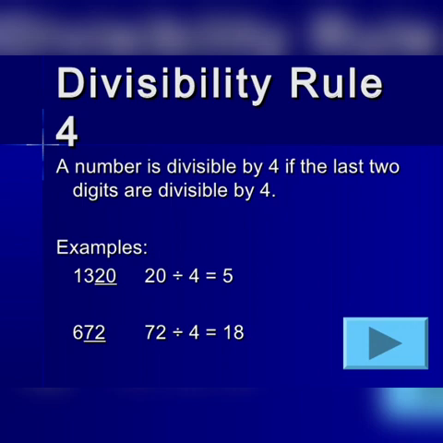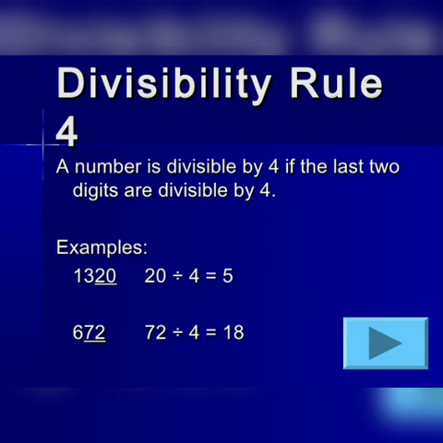The next divisibility rule is for the number 4. A number is divisible by 4 if the last 2 digits are divisible by 4. So we have to check the last 2 digits. Example is 1320. What are the last 2 digits? 20. If we divide 20 by 4, we get quotient 5 and remainder 0. So 20 is divisible by 4. Therefore 1320 is also divisible by 4.